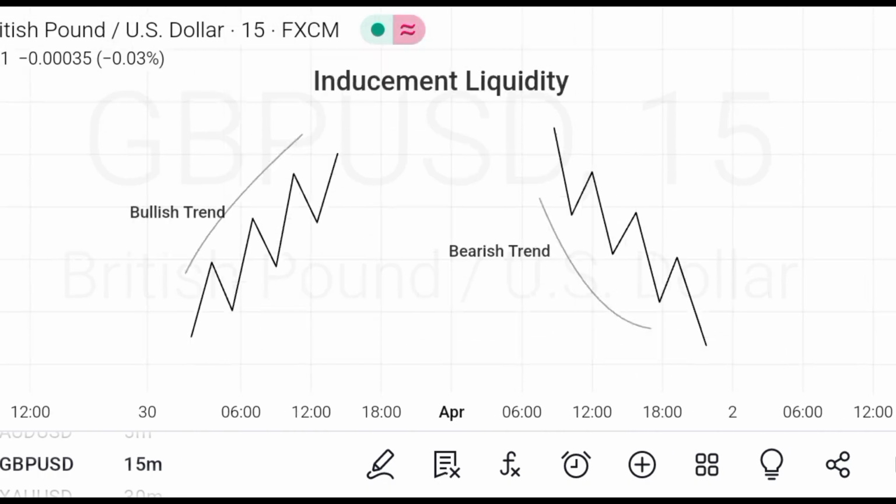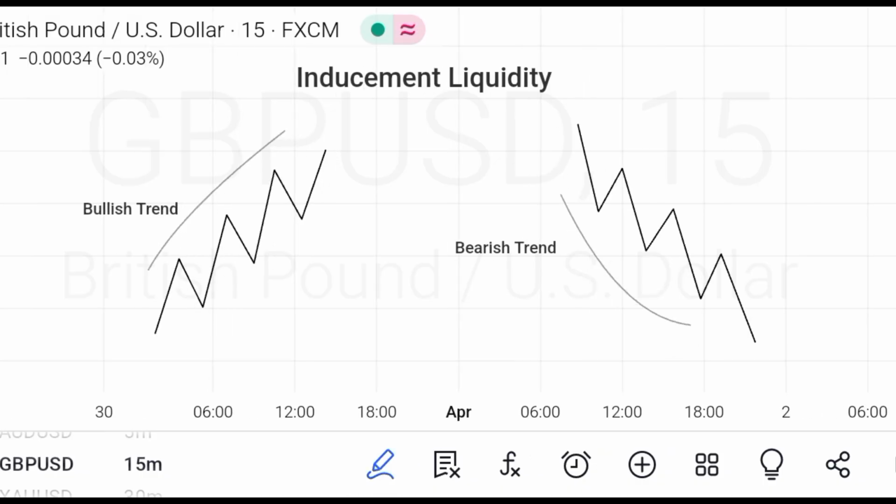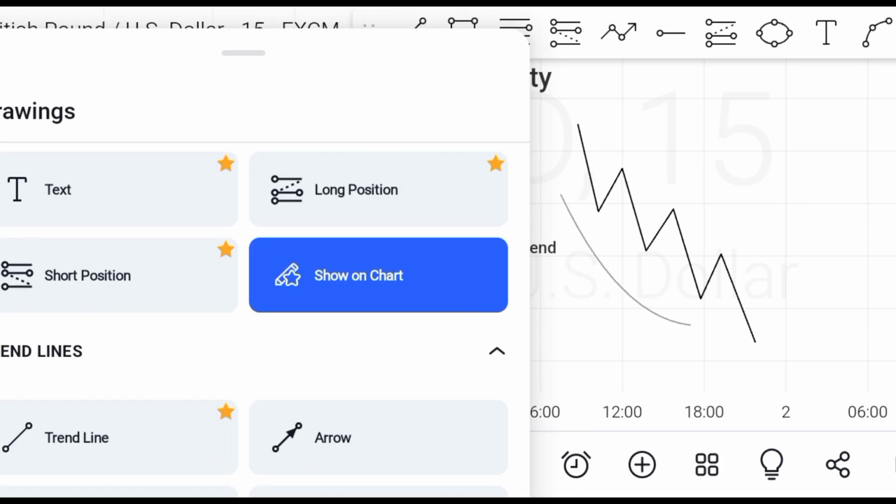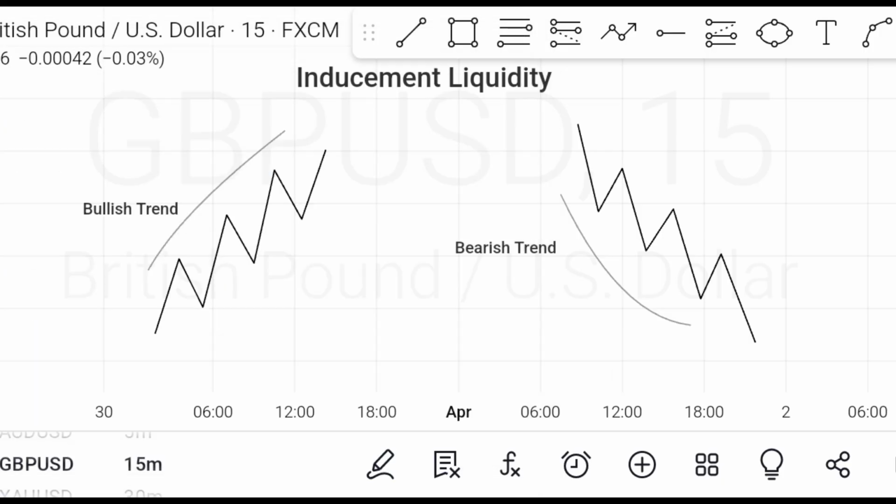So first of all, let's talk trend. Trend, as basic as this looks, many people don't even understand how market structure really works. So let me just do a quick crash course on market structure.